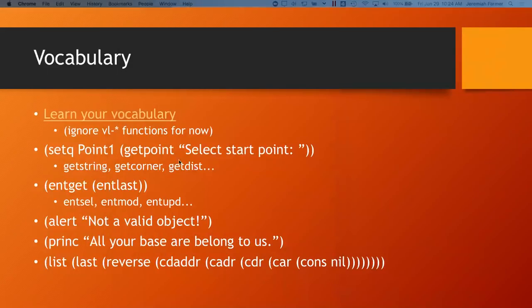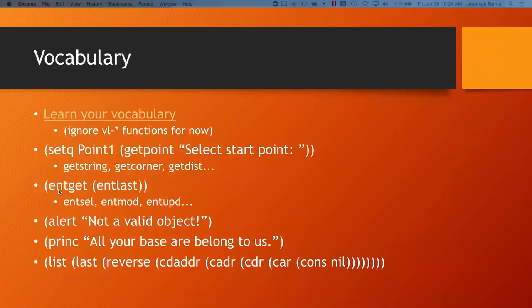But here I'm also recapping a lot of the basics, the setting of a variable to a get point. We did the get point. If you read about it, you'd see it does accept an optional prompt. So you can name the prompt whatever you want. You can even get funny if you want. There's other get functions though. Get a string, get a corner, get a distance. So again, you're just kind of learning these different vocabulary.